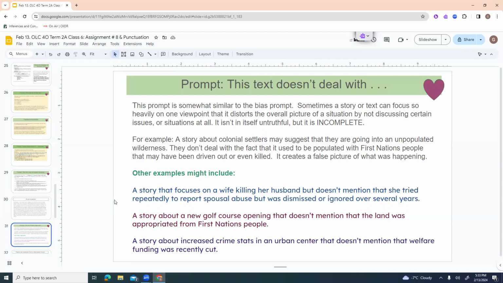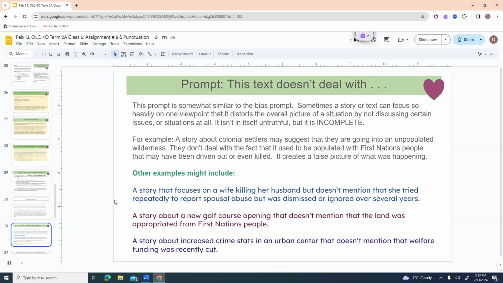Some other examples might include things like a story that focuses on a wife killing her husband, but doesn't mention that she tried repeatedly to report spousal abuse, but was dismissed or ignored by the police over several years. A story about a new golf course opening that doesn't mention that the land was appropriated from First Nations people. A story about increased crime stats in an urban center that doesn't mention that welfare funding was recently cut. So those are all examples where if you're reading a story, you may go, hey, they're just not discussing this part of the story.